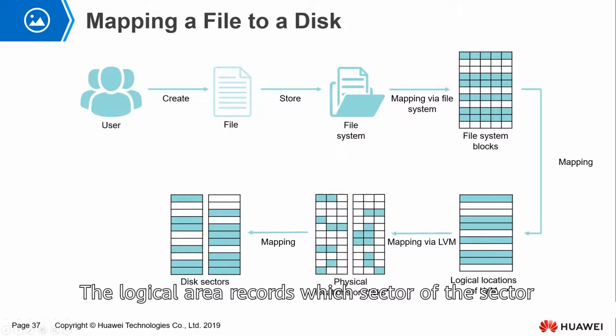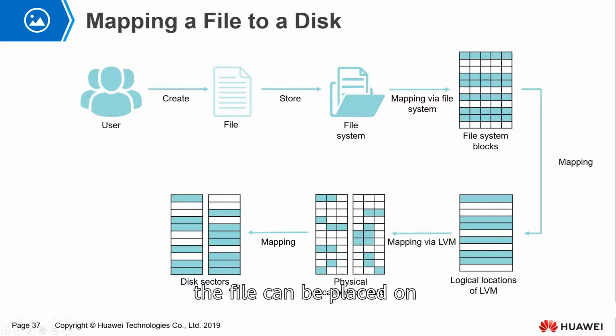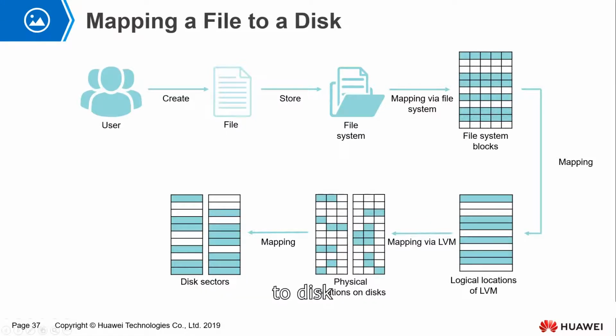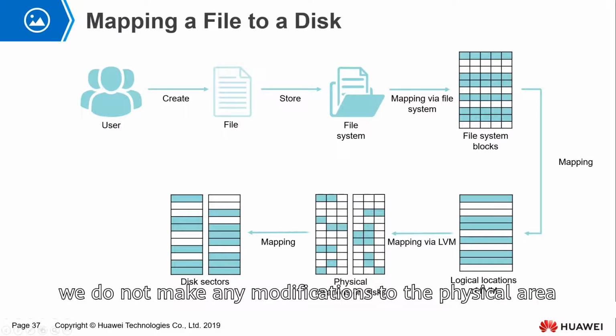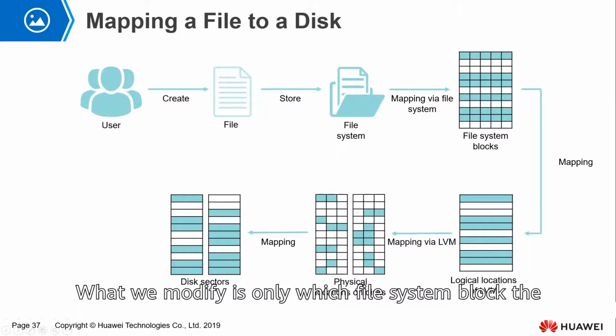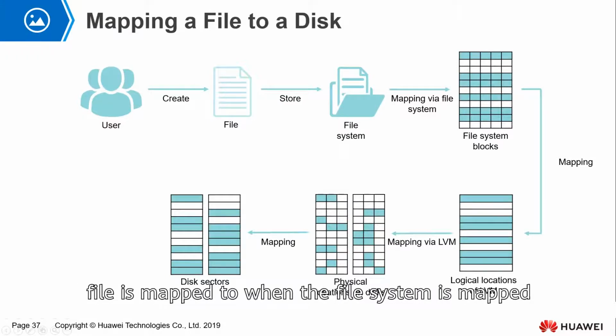The logical area records which sector of the disk the files can be placed on. This completes the process of mapping the entire file to disk. While we move the file, we do not make any modification to the physical area of the disk. What we modify is only which file system block the file is mapped to.